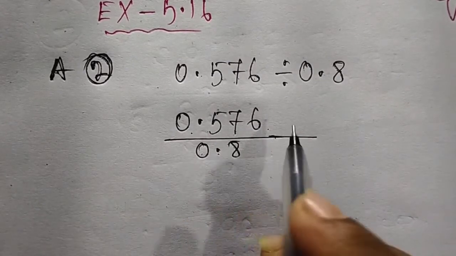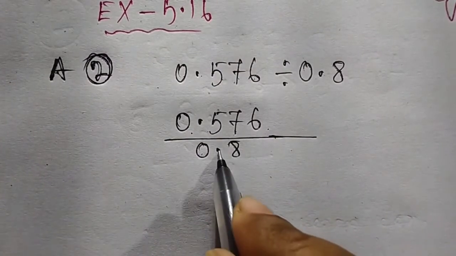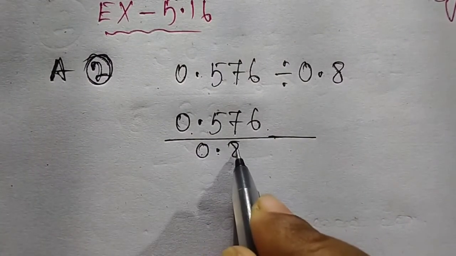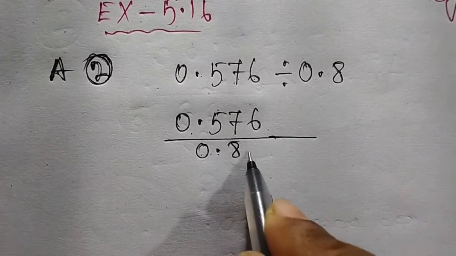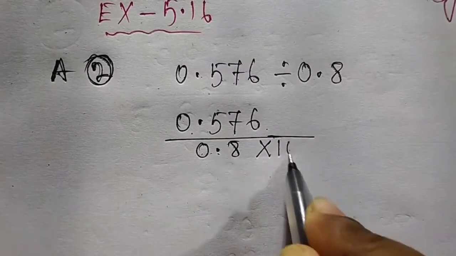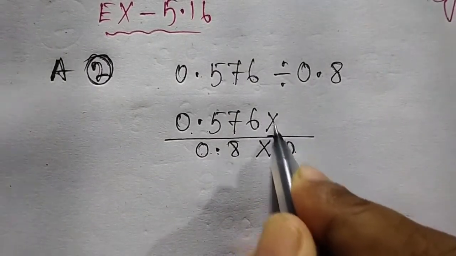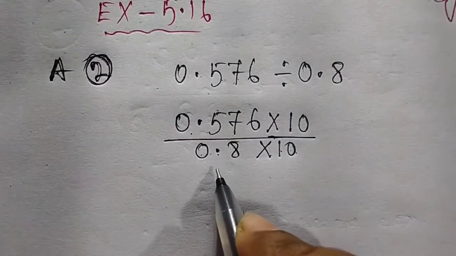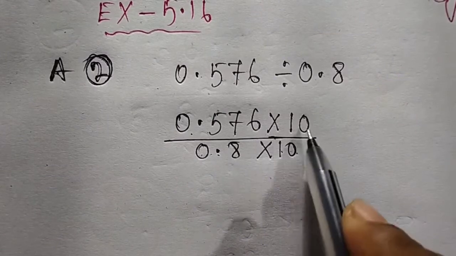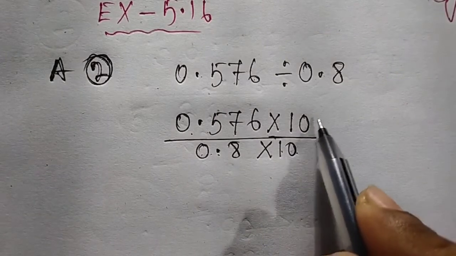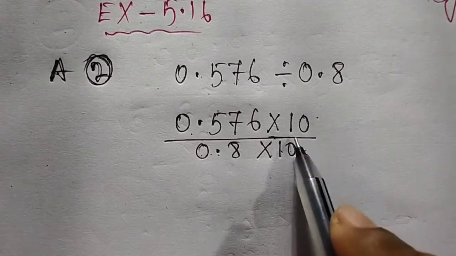Now always try to remove the point from the denominator. Here there is only one digit after the point, so if we want to remove this point, we have to multiply by 10. If we multiply the denominator by 10, we also have to multiply the numerator by 10, because a fraction remains unaltered when both its numerator and denominator are multiplied by the same number.